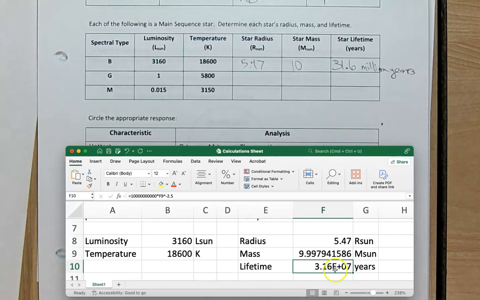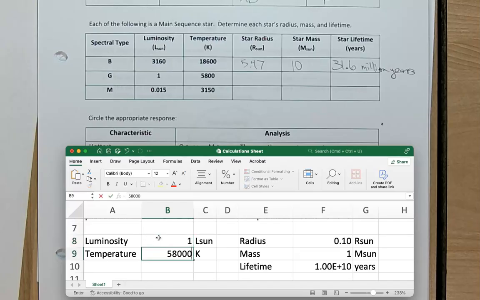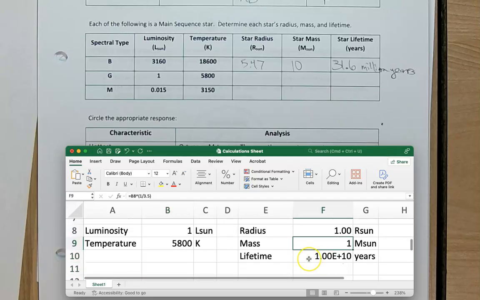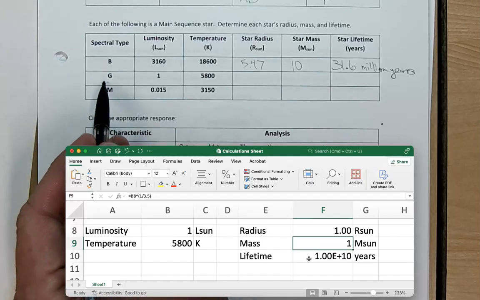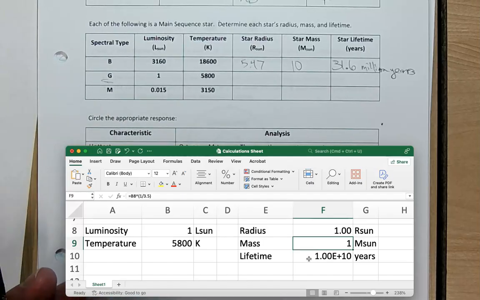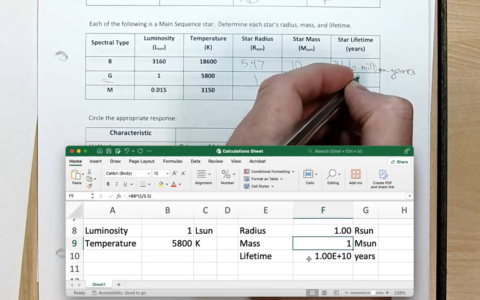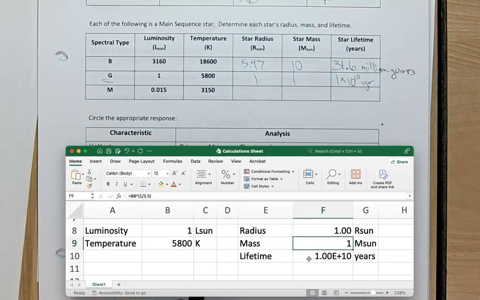All right. How about this G-type star? Well, we already kind of figured out the answers, didn't we? It's a star that's the same luminosity as the sun. It's the same temperature as the sun. What could the properties of that star be? Well, of course it's going to be the same radius, the same mass, and the same lifetime as the sun, because the sun is a G-type main sequence star. So same. Okay, what about this cooler star?